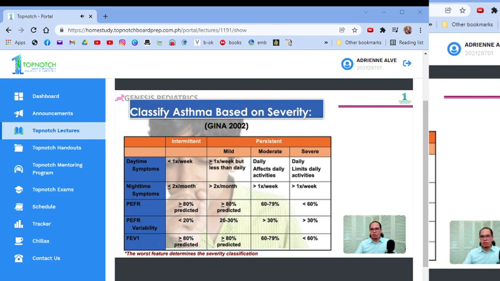And here are the parameters that you measure. Okay, the daytime symptoms, nighttime symptoms, your peak expiratory flow rate, your variability, the difference, okay, between your peak flow in the morning and at night. Okay? And your forced expiratory volume, FEV1. Okay? So please do memorize this. You really need to memorize the nitty-gritty details.